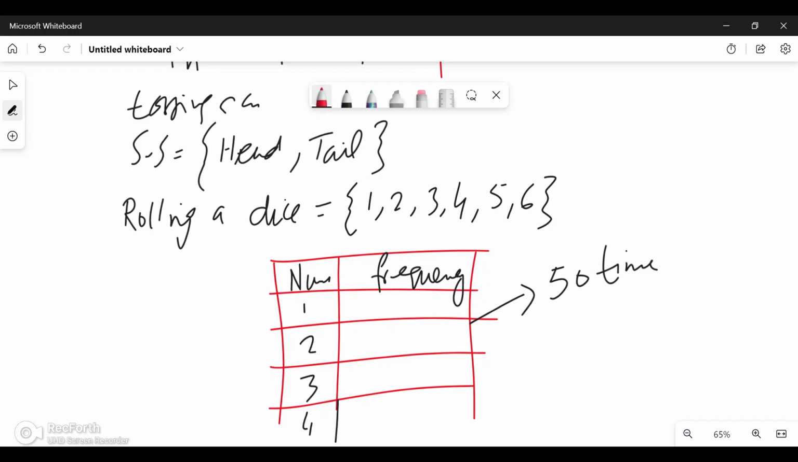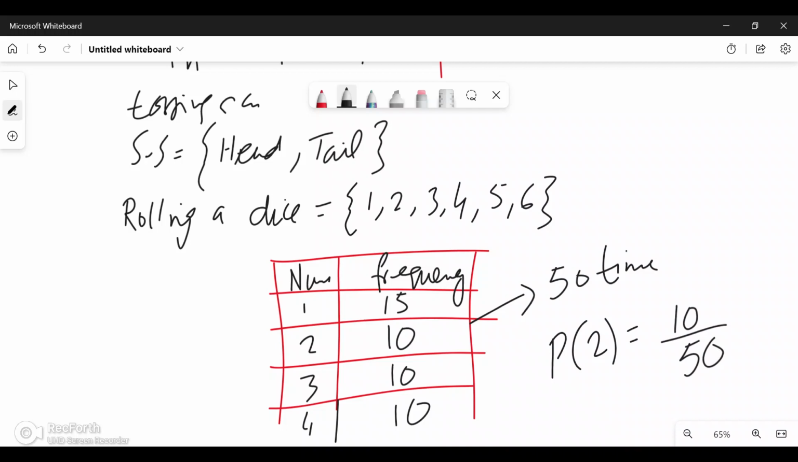So every time we will get a different response. For example, we repeated the experiment 50 times and we got the value of 1, for example 15 times, this one 10 times, so that now it's 25, or this has appeared like 10, 30, and this also appeared 10. So you are asked to find the probability of 2, for example. So 2 is appearing 10 times out of 50 times. This is the probability because we are repeating this experiment 50 times and we observed that 2 appeared only 10 times. So 10 out of 50 is the chance of 2.